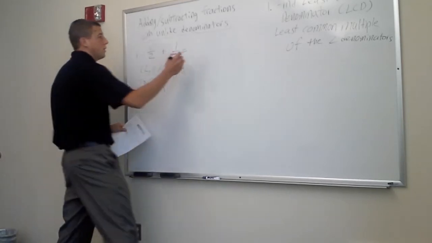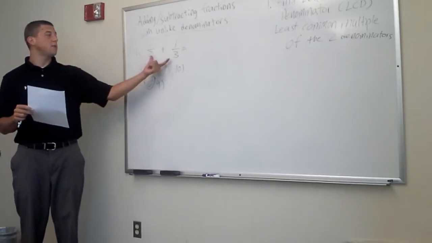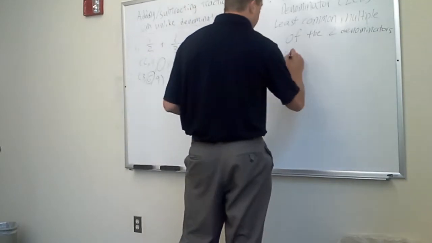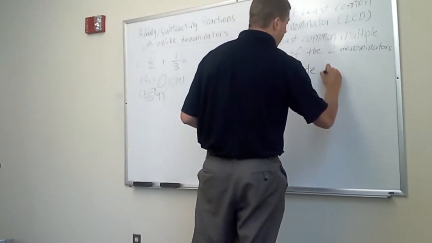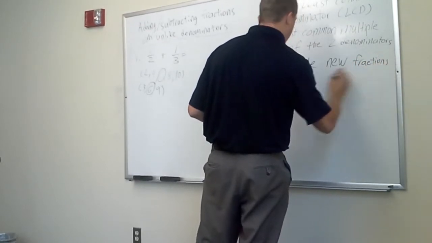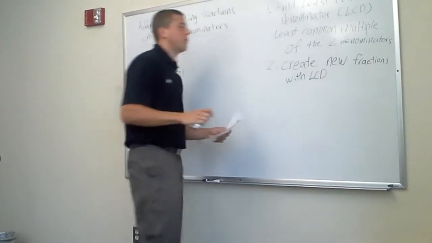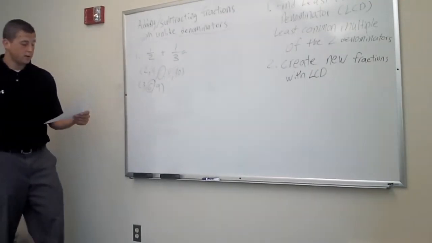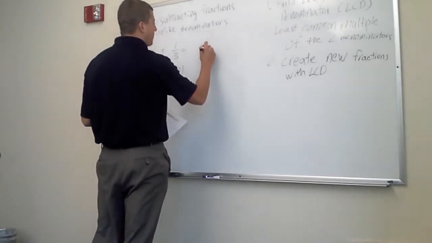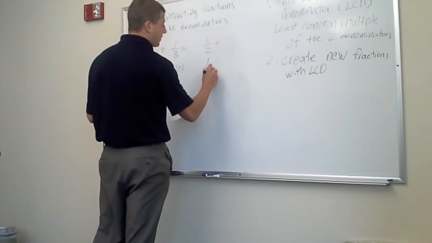So we know that we want to create fractions based on these ones with a denominator of 6. So that's going to be our second step. We're going to create new fractions with the least common denominator. So I know this looks better, but there's an easier way to write it. So we're going to write the same problem vertically instead of horizontally. So it's easier to convert our fractions.